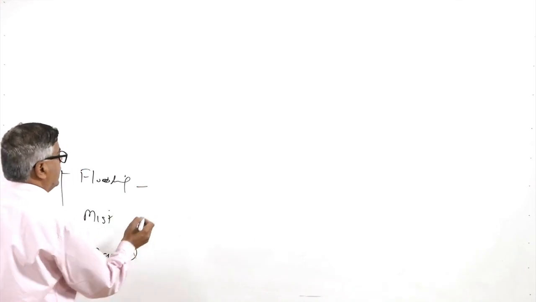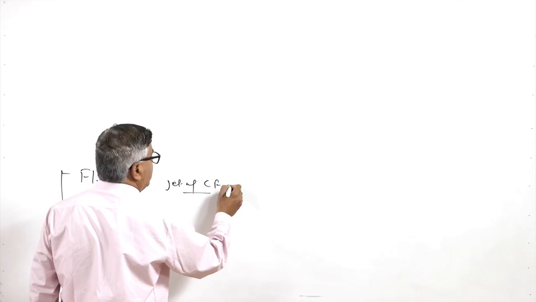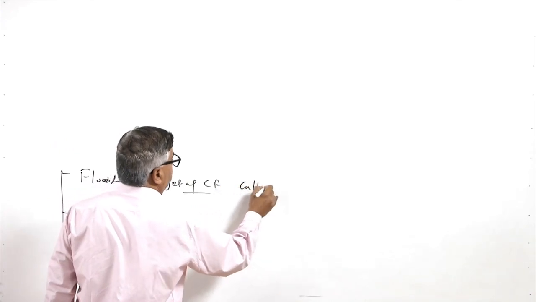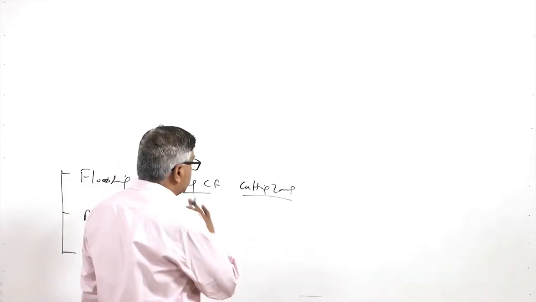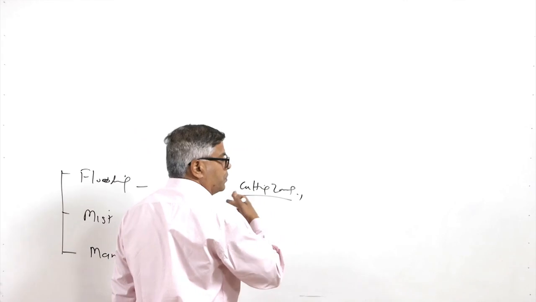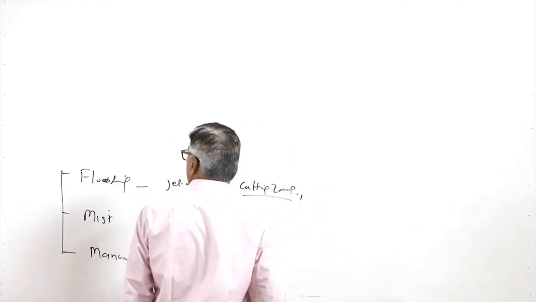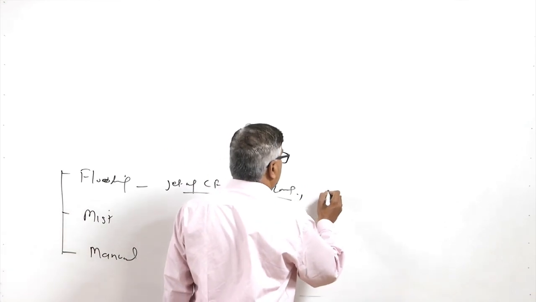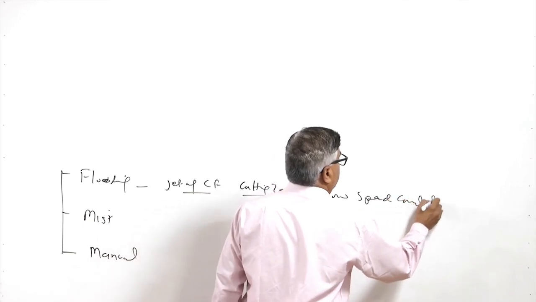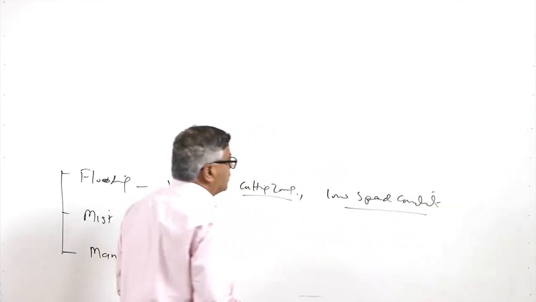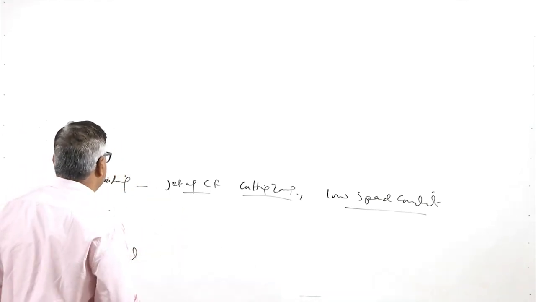In case of flooding, a continuous jet of the cutting fluid is fed into the cutting zone, so that the cutting zone is full of the cutting fluid, which helps to cool down the tool as well as the workpiece. This is effective for low speed conditions, but at high speed conditions the cutting fluid may not be able to reach the tool chip interface, and so it may not be effective.